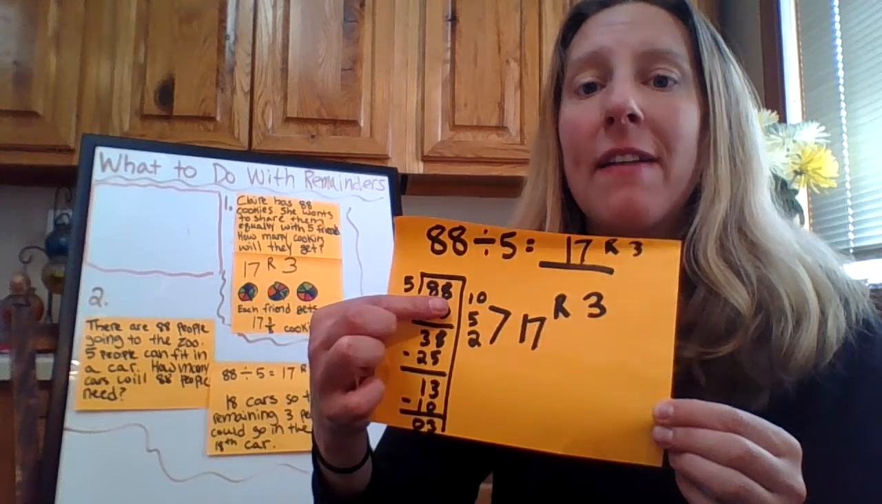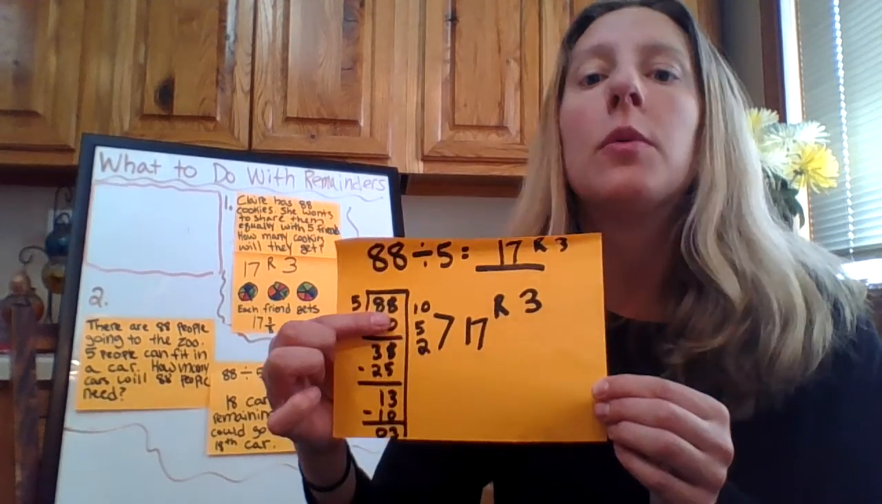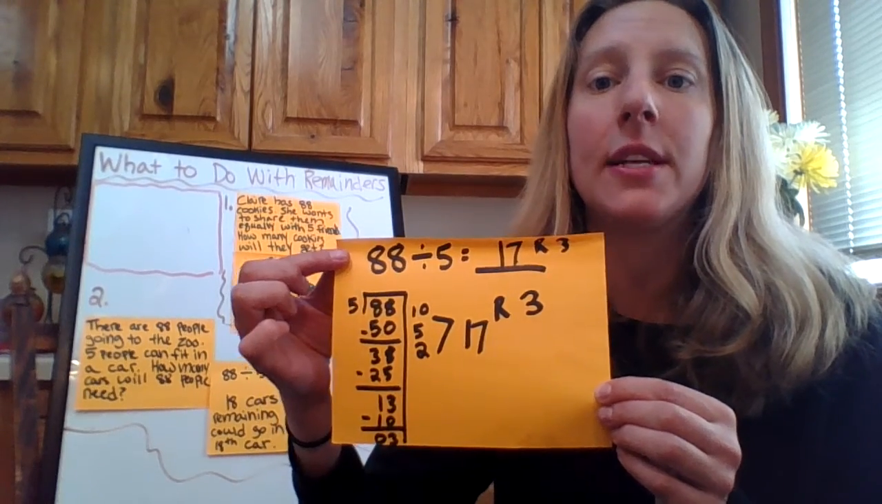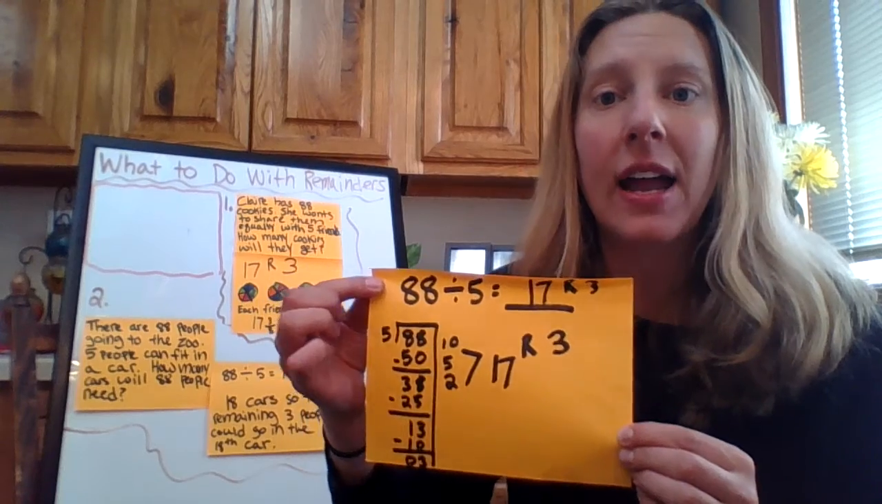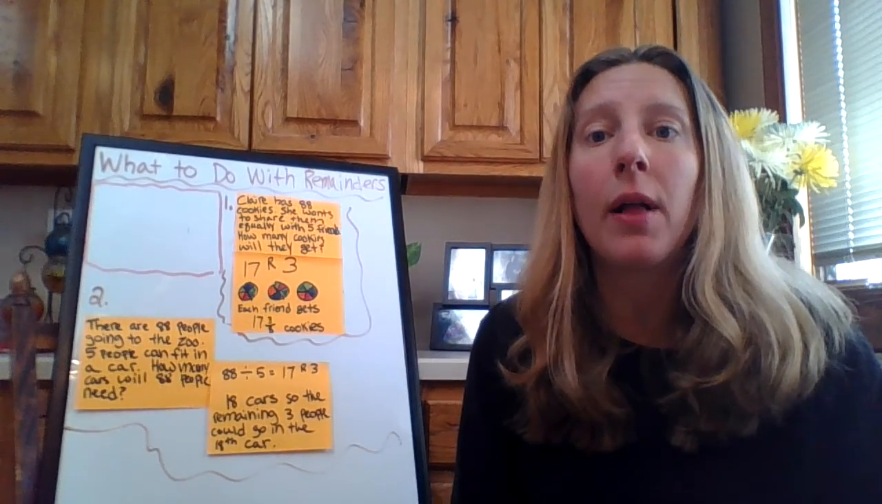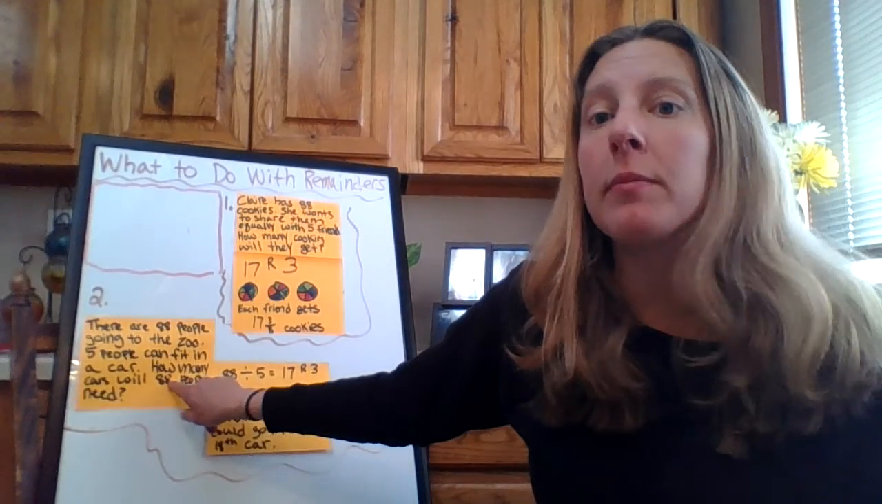So I added all my factors on the side. 10 plus 5 plus 2 is 17, which gives me an answer of 17 remainder 3. So 88 divided by 5 is the division problem that we're going to solve in both of the word problems.